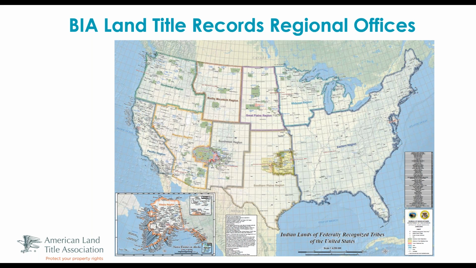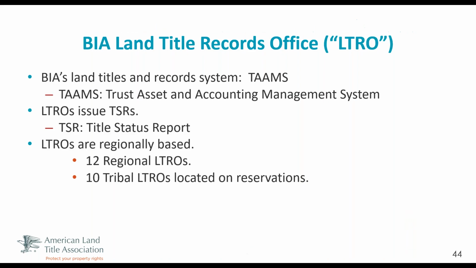So this is the regional office map. It's a little difficult to see, but hopefully in the handout you can blow it up and see it a little better. It gives you an idea of how they break up the country regionally for the LTRO offices. And so, going back to the comments that Nancy was saying, you might be wondering how you access these records if you can't locate them in your own search at the clerk and recorder's office.